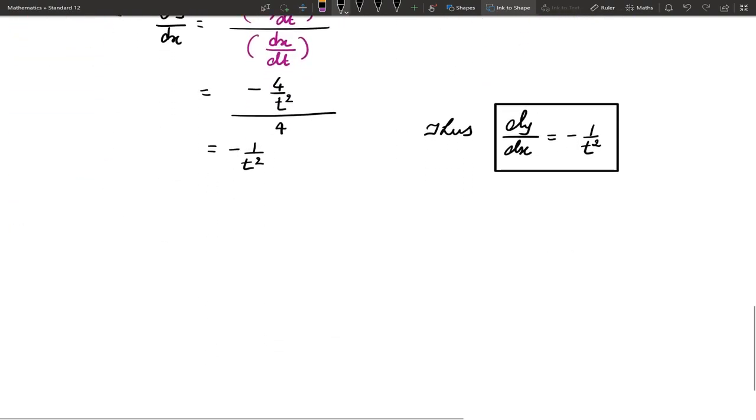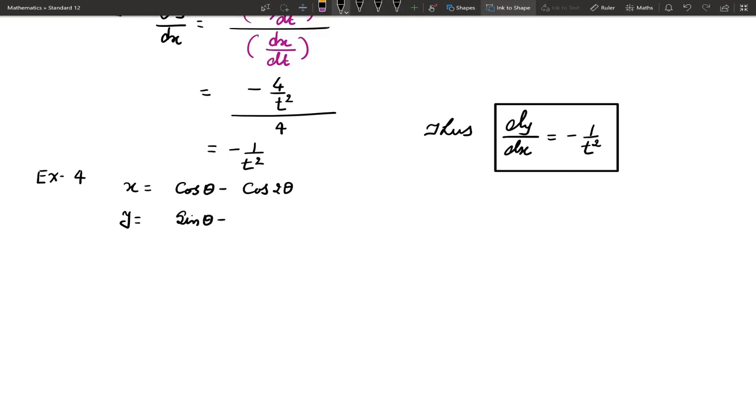Next one, x equal to cos theta minus cos 2 theta, y equal to sin theta minus sin 2 theta. Question is obtain dy by dx.